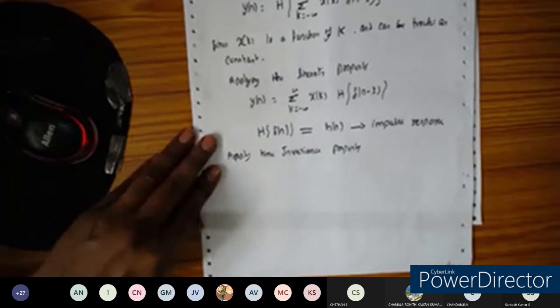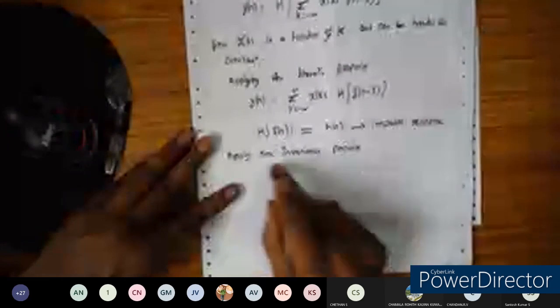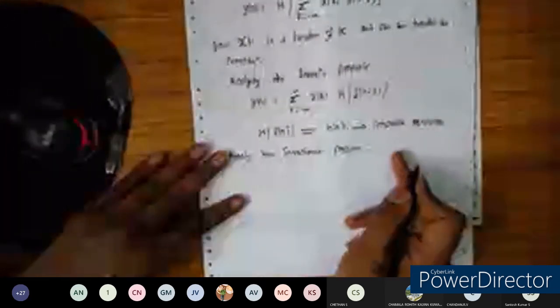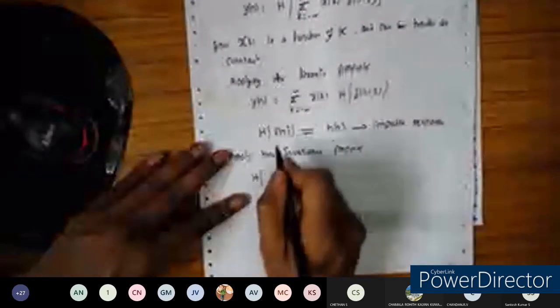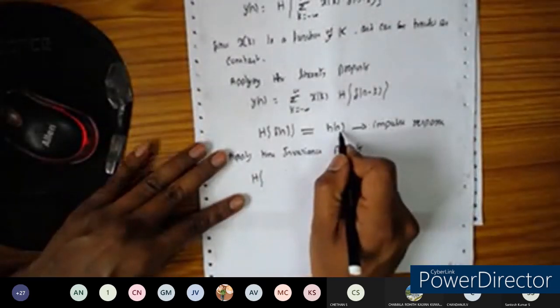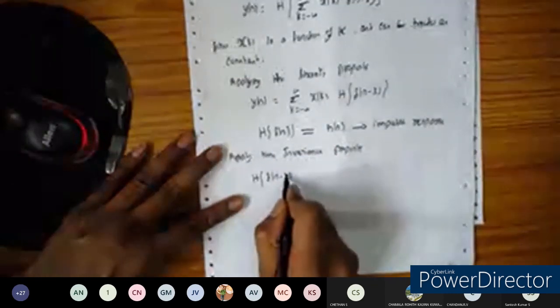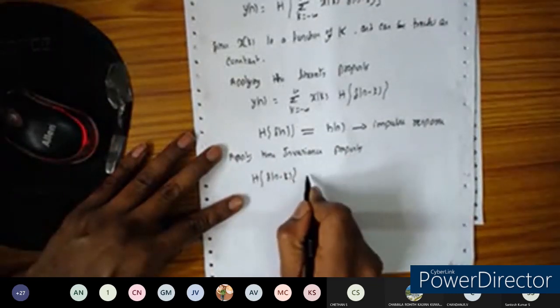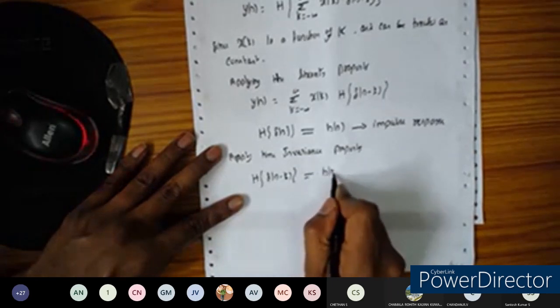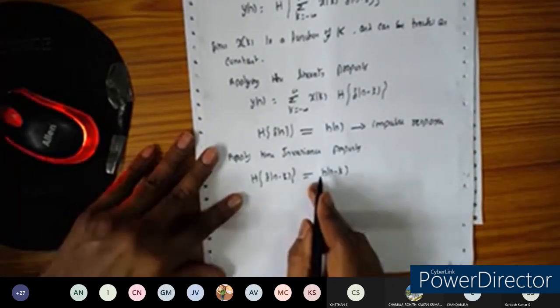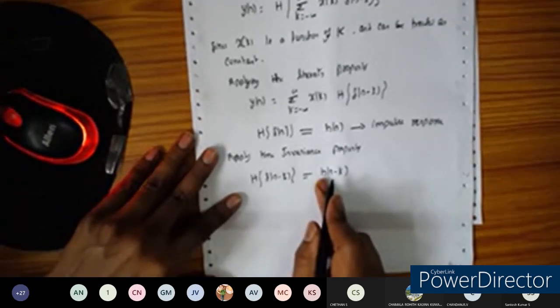So applying the time invariance property. Time invariance is nothing but the shift in the input signal results in an identical time shift in the output signal. Here h is there, so delta of n is the input signal, and we got the output as h of n. Suppose the input is shifted, delta of n minus k, then the output is also going to be shifted, h of n minus k. This is called the time invariance property.